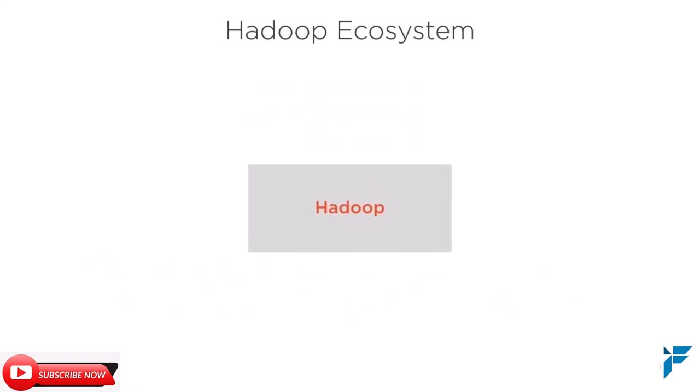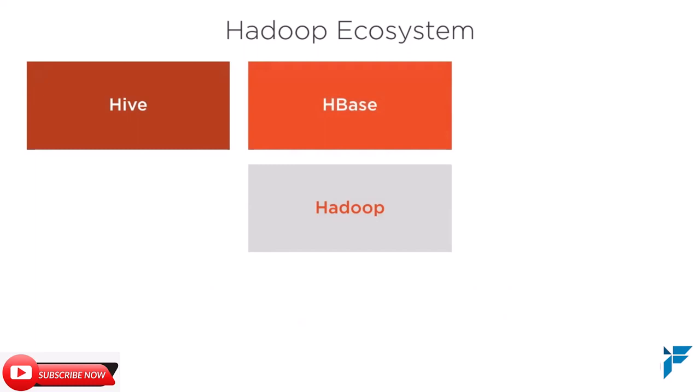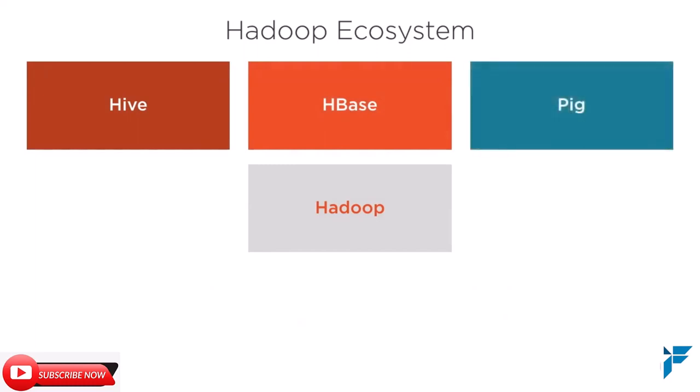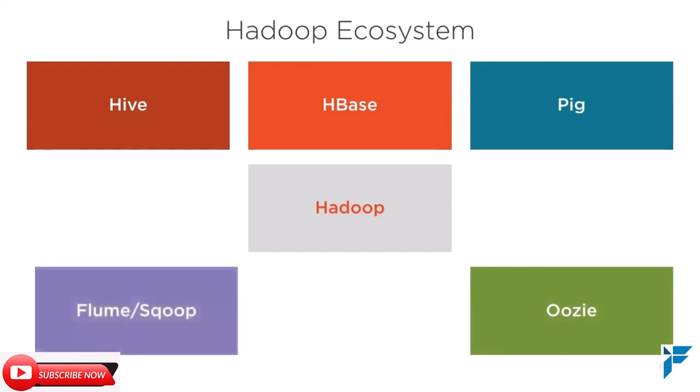Some of the most popular technologies that you might have heard of are Hive, which gives a SQL like query interface to data stored on a big data system, HBase, a different kind of database, Pig, a way to convert unstructured data into structured form, Oozie, a workflow management system, Flume and Sqoop, tools which allow us to put data into Hadoop and get data from Hadoop.